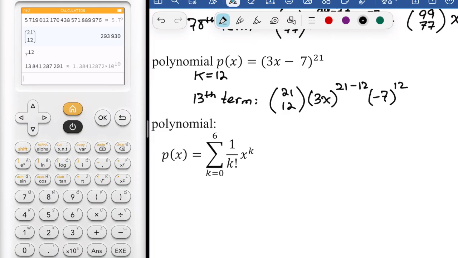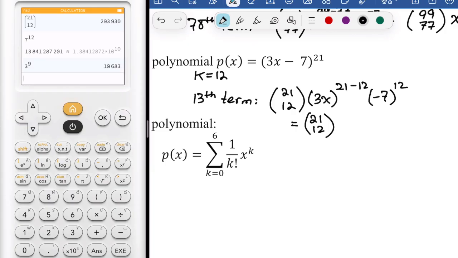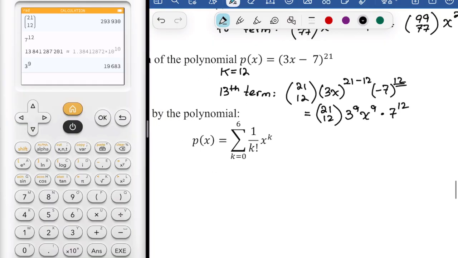All right, so the only thing that I would do here is kind of clean it up a little bit and write this as 21 over 12. 21 minus 12 is 9. 3 to the 9th power is not terribly crazy, but the way I would write it would be to say, instead of writing that number, I would say 3 to the 9th, x to the 9th times 7. I would drop the negative because it's going to an even power, 7 to the 12th. And that is what I would leave as my final answer.